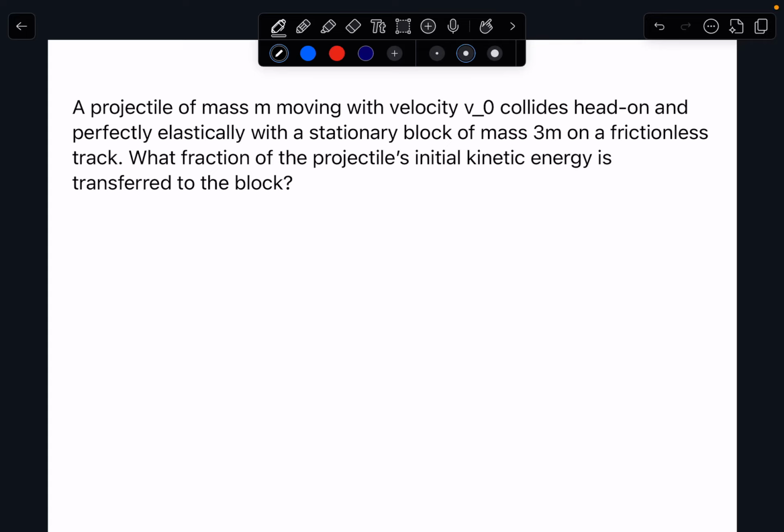Hello everybody, elastic collisions, no problem. Let's solve it in the easiest way.